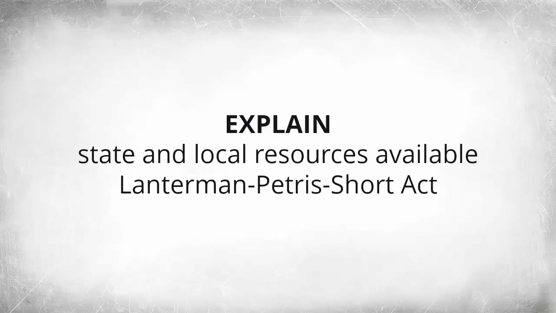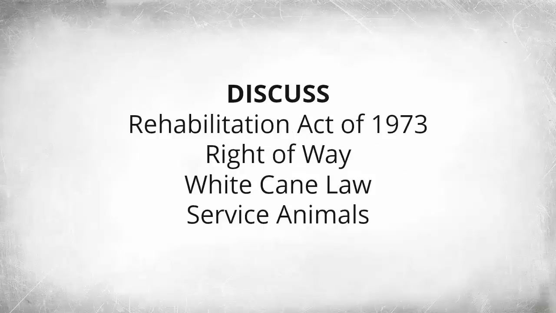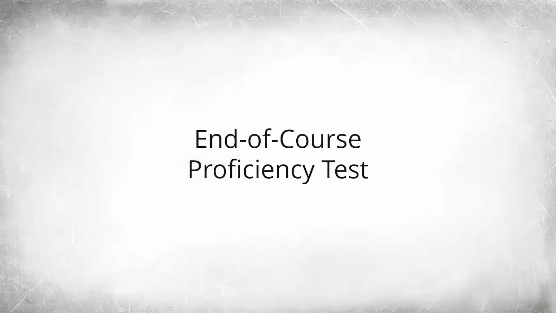You'll be able to explain state and local resources available to people with disabilities, the intent of the Lanterman-Petris-Short Act. You will be able to discuss the types of neurological disorders, including acquired and traumatic. Additional laws that protect the rights of people with disability, including the Rehabilitation Act of 1973, right-of-way, white cane law, and service animals. Selected information from this written examination will also appear on your end-of-course proficiency test.